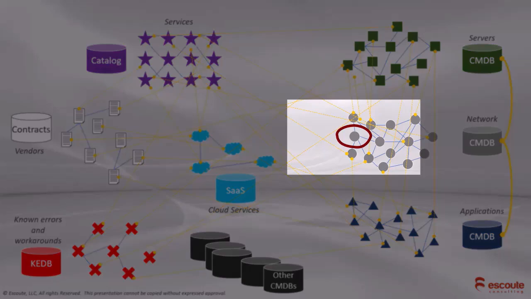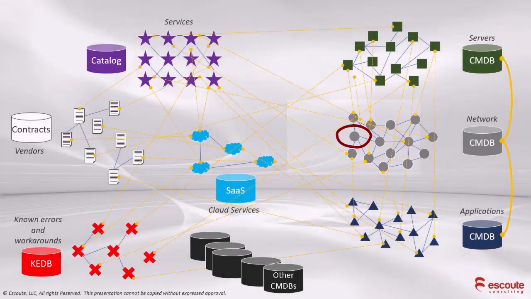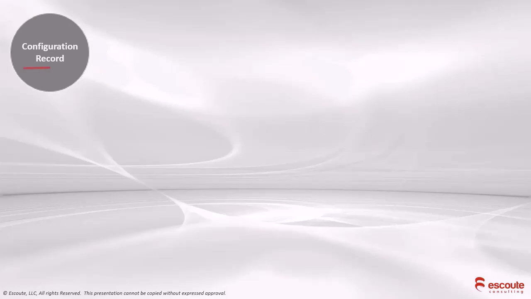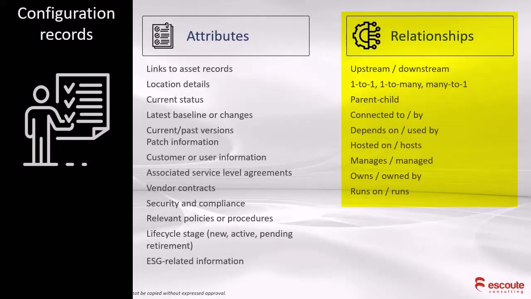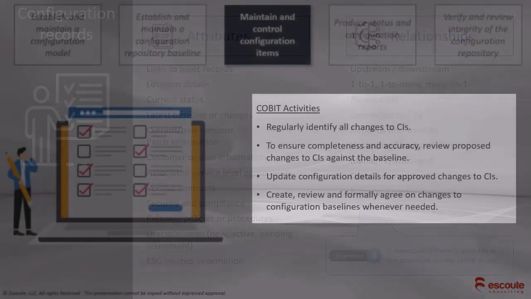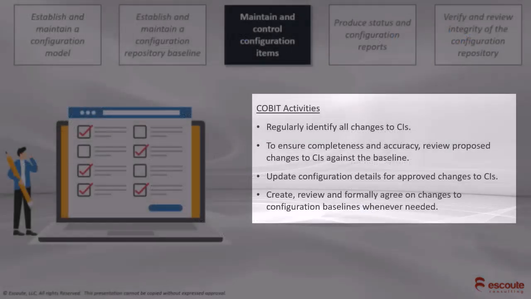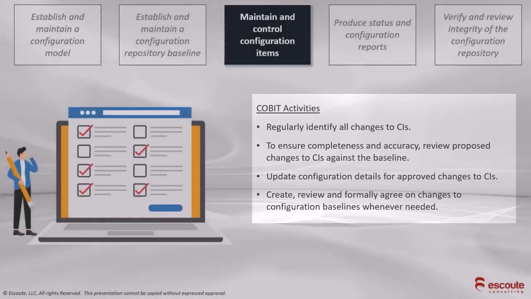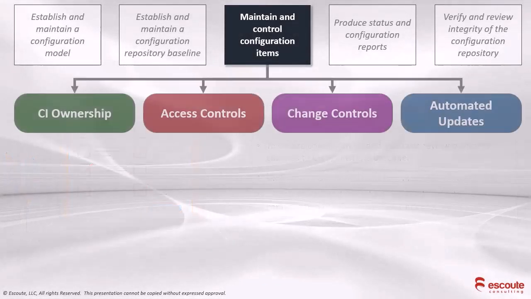I don't know what that item is, but I want to find out more information about it. What I can now do is expand that configuration item into what's called a configuration record. The reason I didn't go through this in detail is because I've got a download of these for you. Now, most of the modern service management tools like review and formally agree on changes to configuration baselines. Some ways we might be able to do this, really love this.